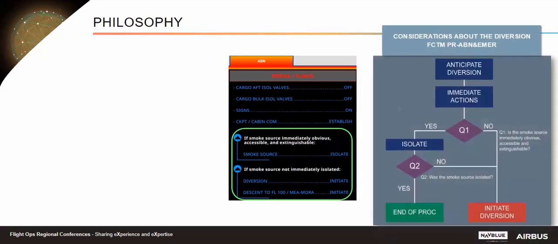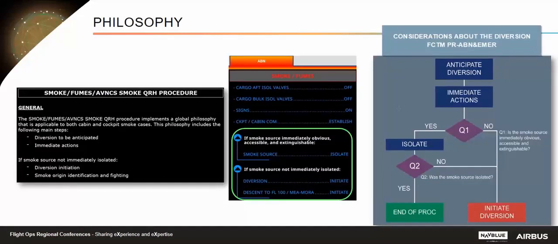Just a few words about the diversion to remind you that, as we explain in the FCTM, entering the smoke procedure does not mean doing the diversion. The idea is really to be in a mindset of a diversion, meaning preparing the strategy, contacting the ATC during the time the pilot monitoring will perform the immediate steps, and being prepared to initiate it if the situation dictates.